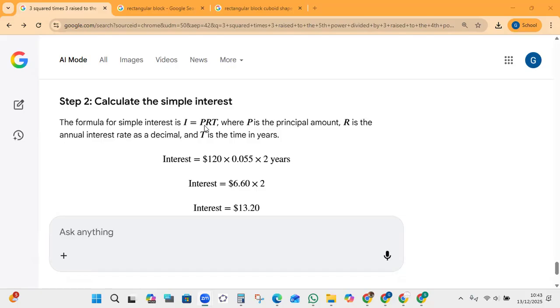Okay. So it continues. Let me repeat. The formula for simple interest is I is equal to PRT, where P is the principal amount, the first amount, R is the rate, the annual interest rate, and T is the time in years. So the interest now will be $120 because the principal is $120 times the rate, which is 0.055 times 2 years, and this is 6.6 times 2. So the interest is 13.2.